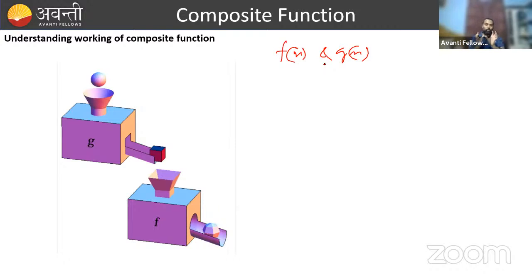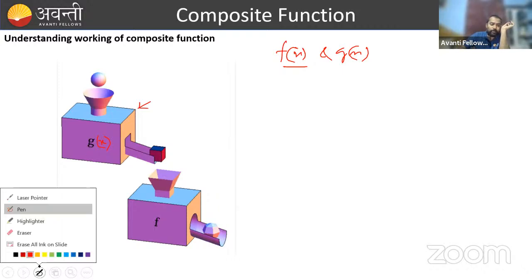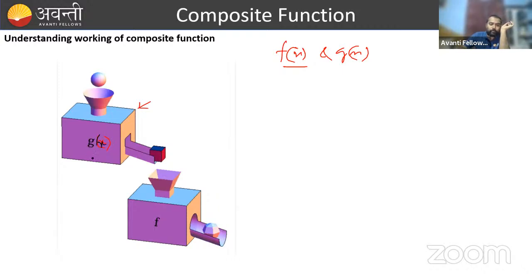Already I told you, functions work as a machine. It's a mathematical machine, right? You will give some input to this function and it will give you some output, right? So composite functions means, suppose these are two functions. This is my first function, that is g. Here it's written as g of x. This is my first machine and this is my second machine, which is f of x. Clear?